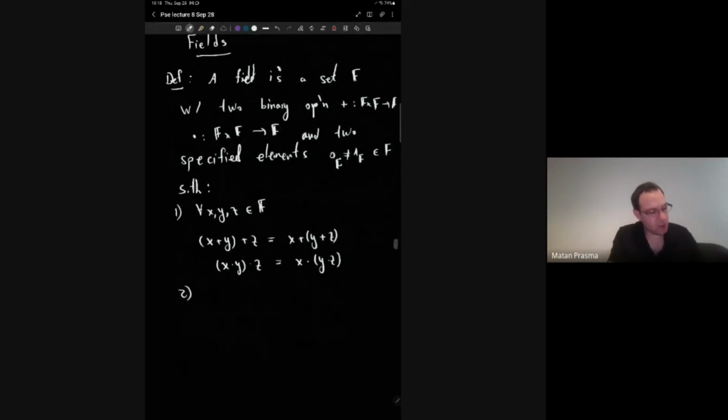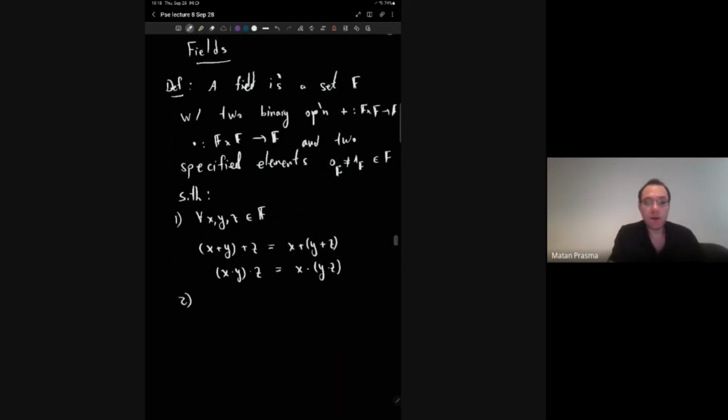The second axiom is commutativity. So for any x and y, x plus y is equal to y plus x, and x times y is equal to y times x.